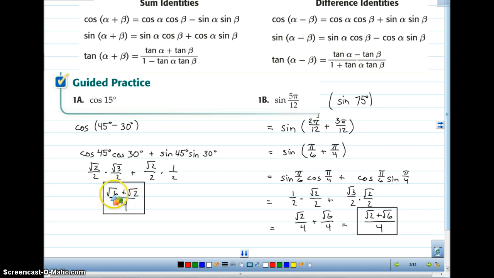Compared to our first example, this was root 6 plus root 2 all divided by 4. And if you looked ahead at 1b, when you solve that one, you get the exact same thing, square root of 2 plus square root of 6 all over 4.